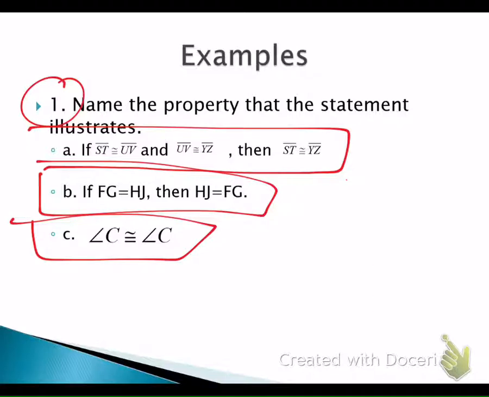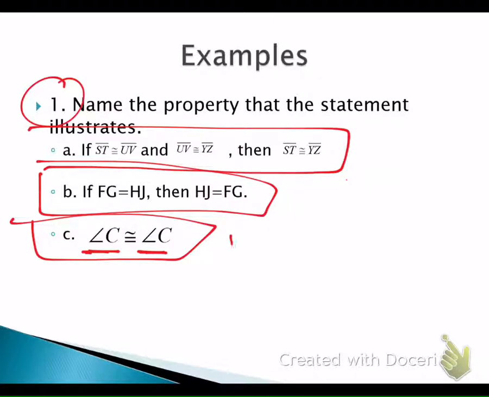All right, any idea which one's which? C is reflexive. There is only one item, and it is congruent to itself. Now, on your homework, you have to distinguish which one it is, either equality or congruence. So we can do that now just for practice. Is that an equal sign or a congruence symbol?